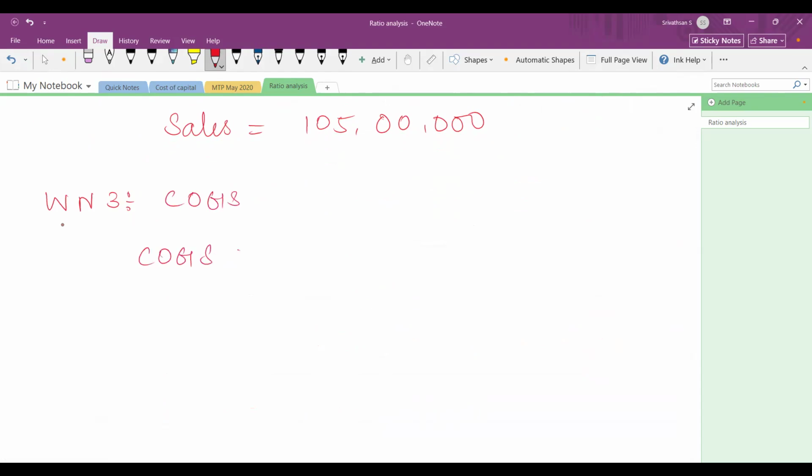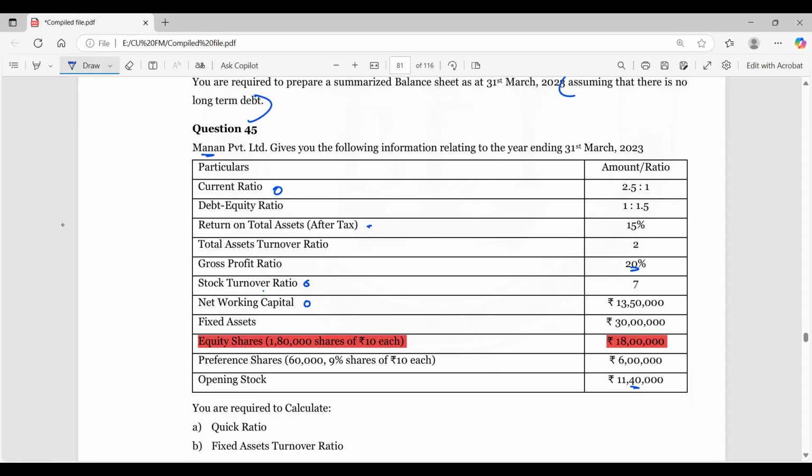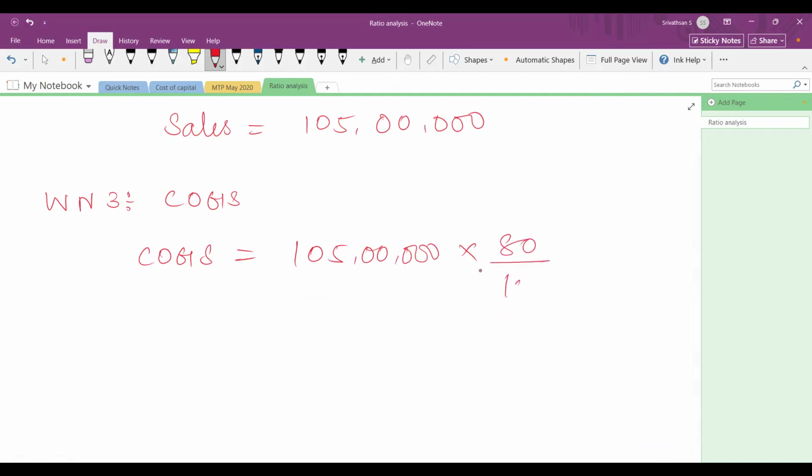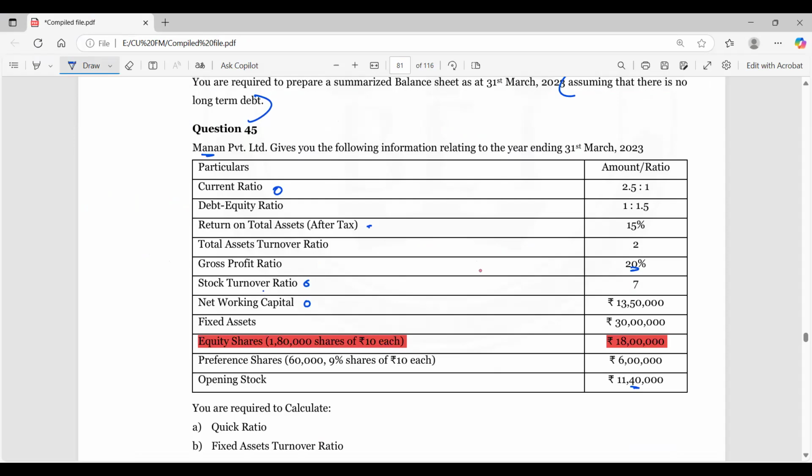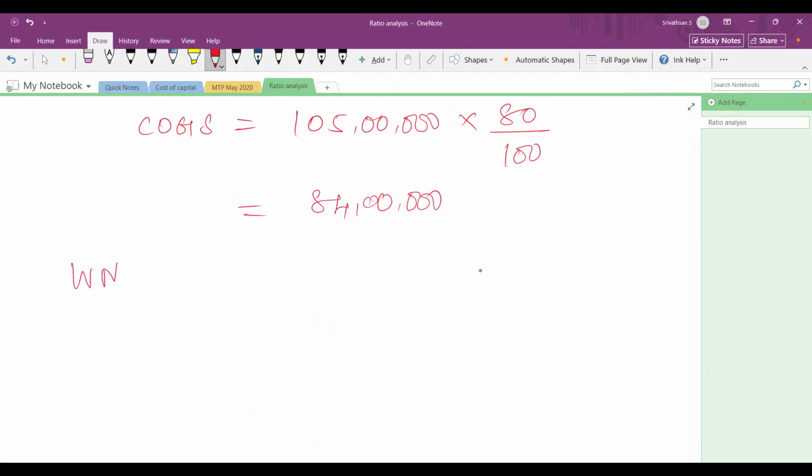COGS is equal to sales into how many percentage? Gross profit is 20 percentage, means COGS should be 80 percentage. How much? 84 lakh is COGS. So now using inventory turnover ratio, calculate the average inventory. So working note number 4, average inventory.